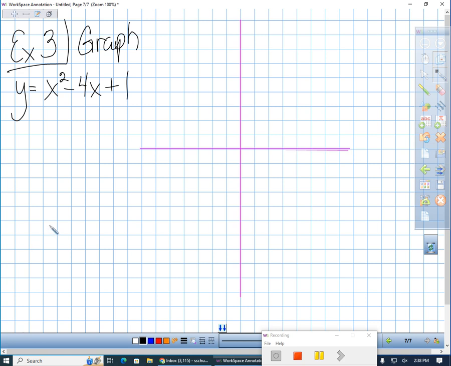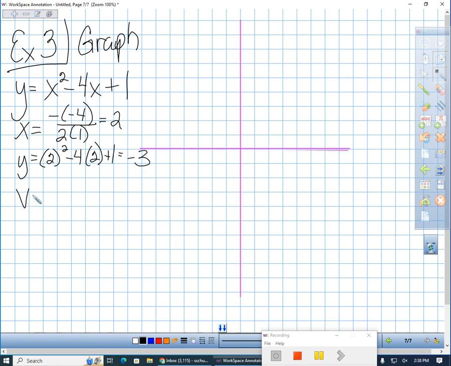So the first thing we need to do is find our vertex. Same thing we did when we graphed yesterday. Got to find the vertex. So x equals negative b, so it's a negative negative 4 over 2 times 1. So it is 2. Very good. To get the y value, I have to plug 2 into this. So y equals 2 squared minus 4 times 2 plus 1. So that's 4 minus 8, which is negative 4, plus 1 is negative 3. So I have a vertex at 2, negative 3.